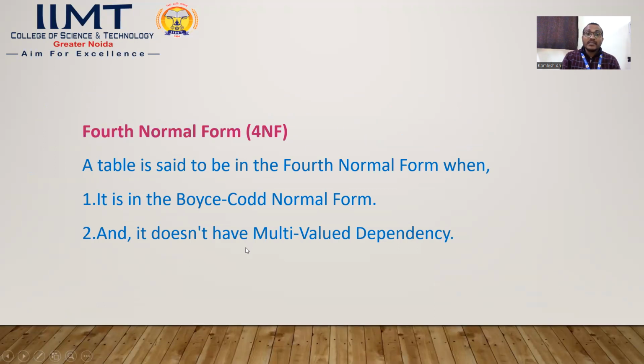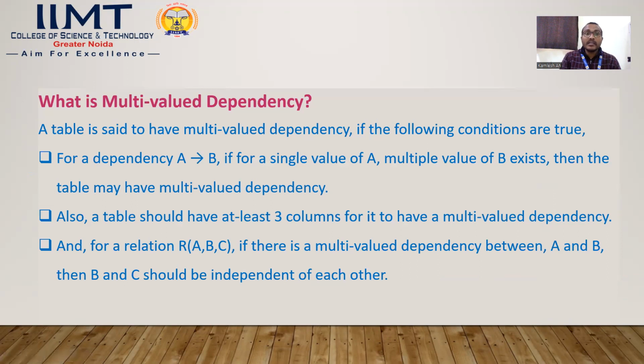Fourth normal form. A table is said to be in the fourth normal form when it is in Boyce-Codd normal form. Firstly, the table should be in the Boyce-Codd normal form and it doesn't have multi-value dependency. What is multi-value dependency? A table is said to have multi-value dependency if the following conditions are true.